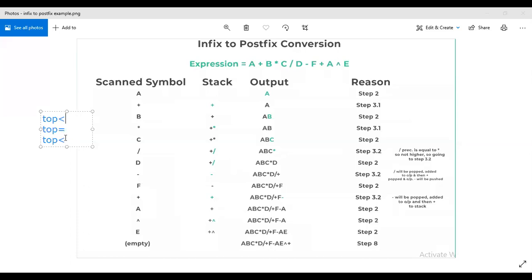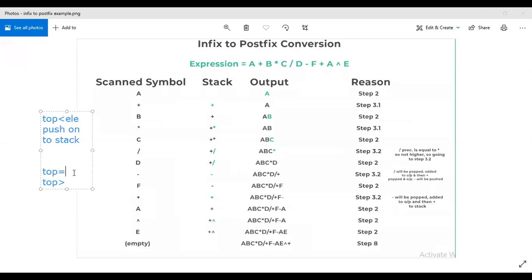First I will write like this. Whenever the top of the stack has less preference than the element which I scanned, for example some element, what I will do is push it onto the stack. I will push onto the stack.